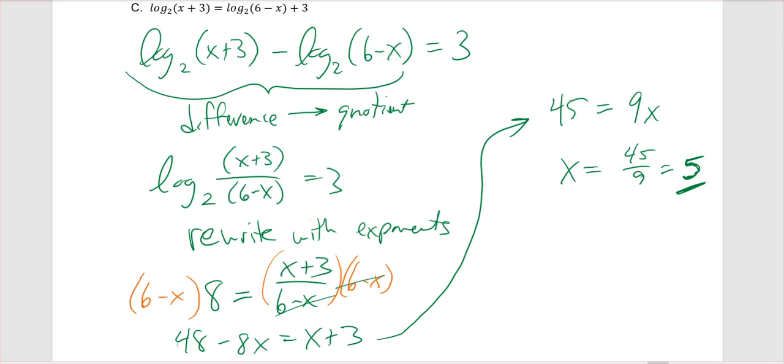All right, great. And now we would go back in and plug it back in and see if it works. So if I put in 5 into this one, 5 plus 3 is 8. And we can compute that directly, right? Log base 2 of 8, that's 3. And if I put 5 in here, that would be 1, right? So log base 2 of 1. So what's the power that you raise 2 to get 1? Well, it's 0. So 3 minus 0, that is 3. So it worked. So great, x equals 5. We can put a nice little box around it. And we're done.